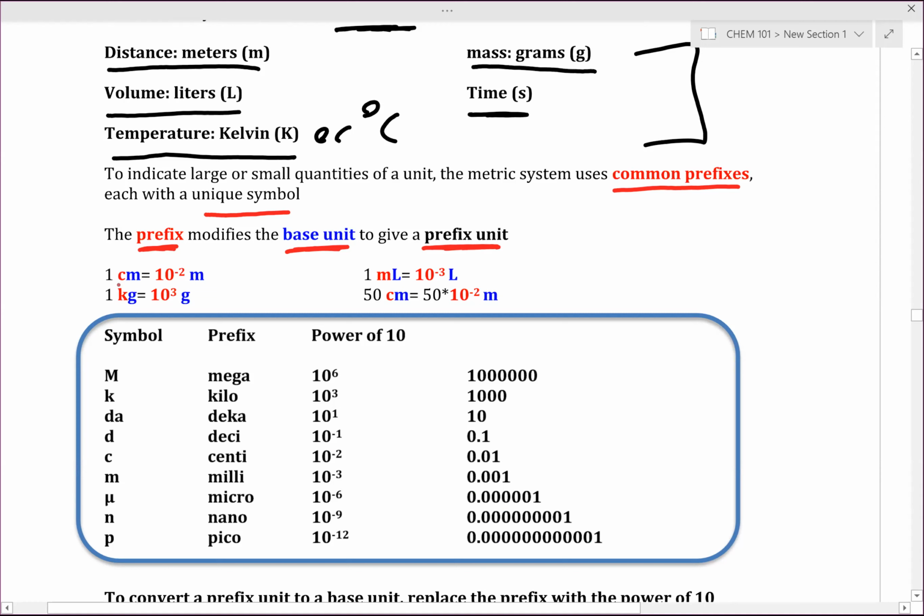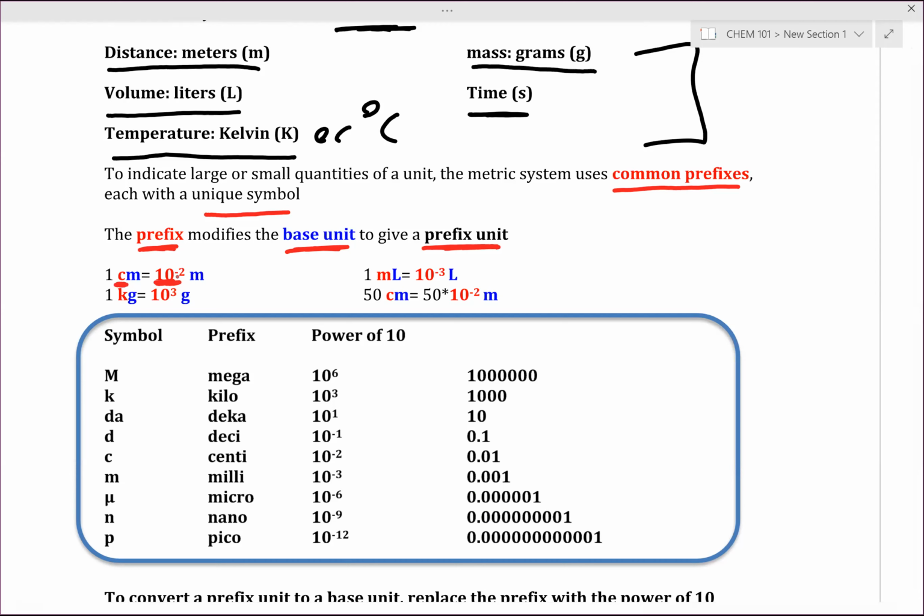So for example, centimeters. See this little c here? A centimeter corresponds to 10 to the negative second meter, or a very, very small amount of meter base units. So this centi prefix is encapsulating and describing this power of 10. Does that make sense? Does everyone see how to go from a prefix to a base unit? All we have to do is replace the prefix with its power of 10. That's what makes metric to metric conversion so easy.